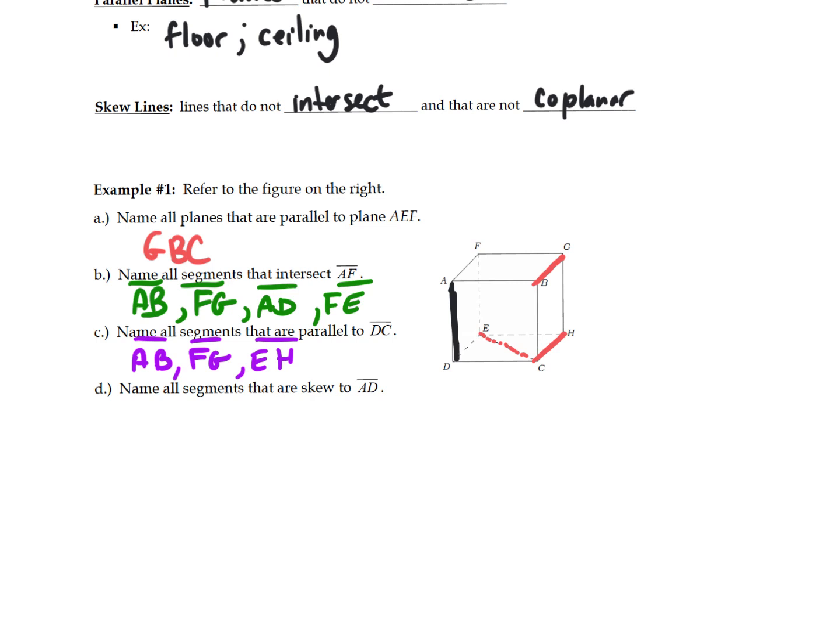Now it can't be FE because those are on the same plane. Could also be EH. I'm trying to think of all the ones that would not meet it. That would be segments GB, EH, EC, it's a different plane, and CH. Now, skew lines we don't use a whole lot, to be quite honest, but it is a good idea to start looking at how these shapes work and how these sides are related.